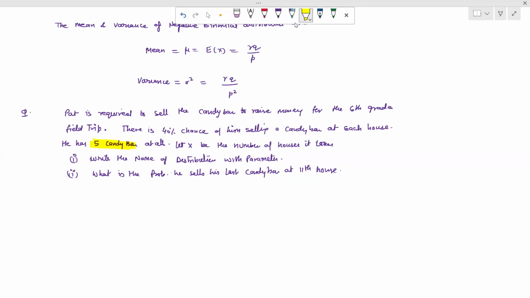So the number of successes is fixed, but the number of trials is not fixed. So trials are not fixed, that is why we will use the negative binomial distribution. So first we identify which distribution is used to solve such type of problems. First we read the question carefully, then we see 5 candy bars, so that means the success is fixed.